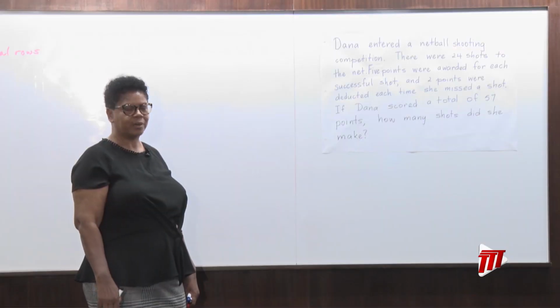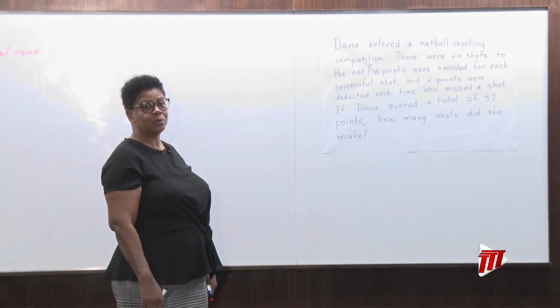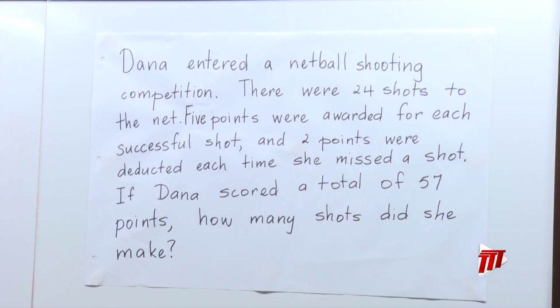I'm going to read it over again. You can read it over at home. Dana entered a netball shooting competition. There were 24 shots to the net. 5 points were awarded for each successful shot, and 2 points were deducted each time she missed a shot. If Dana scored a total of 57 points, how many shots did she make?